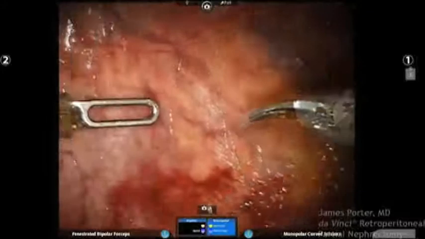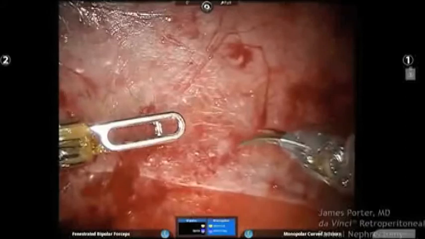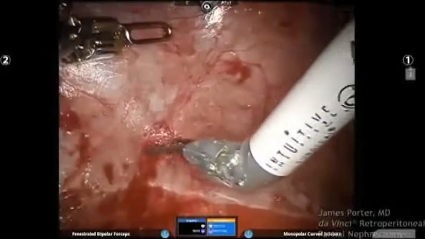So I'm going to make an incision here about a centimeter above the psoas muscle in Gerota's fascia here. So here we go. And you can see it's truly a sac.